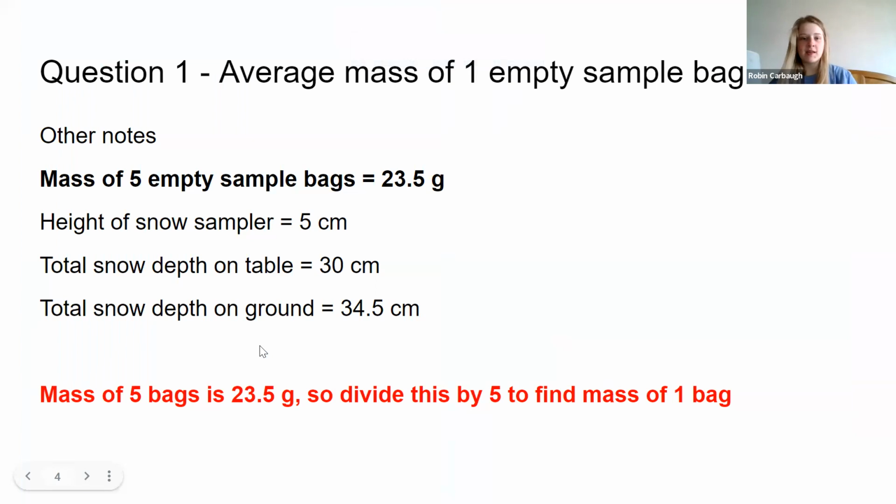So question 1 is asking for the average mass of one empty sample bag. So we're going to need this when we're calculating the density of the snow because we're measuring the bag and the snow, but we don't want the bag. So we would need to know the mass of the bag so we can subtract it. And in the lab, it gives some other notes of measurements that were taken. And one of them tells us the mass of 5 empty sample bags, which is 23.5 grams. So simple enough, we can just take 23.5 and divide that by 5, and that will give us the mass of one bag. So that's how you do question 1.